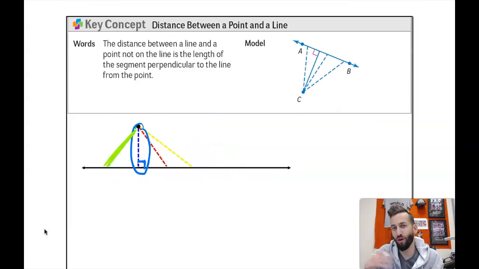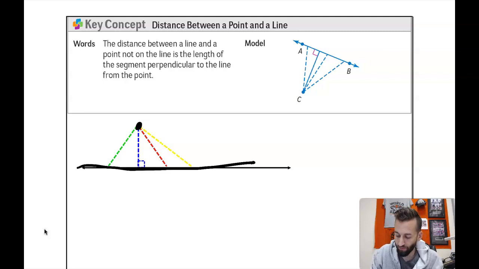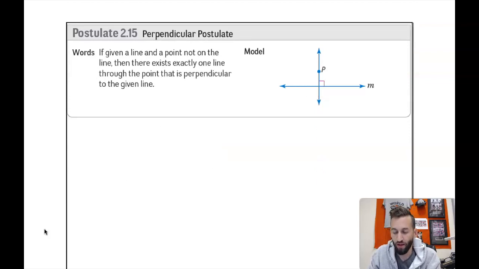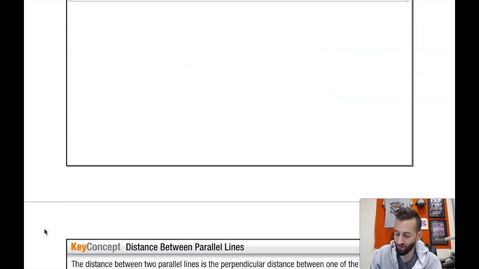So if I want to find the distance between, say, a point and a line, like I have here, that was a terrible line. I want to find this distance right here. Okay? That's what we're going to do. And in order to do that, we're going to take into consideration this postulate. There's exactly one line that's perpendicular. So the question is, how do we find that line so we could find this distance?